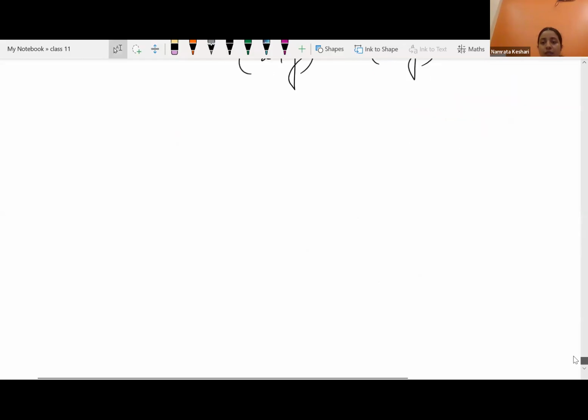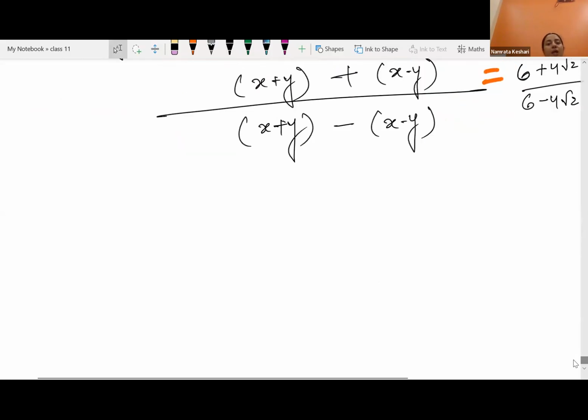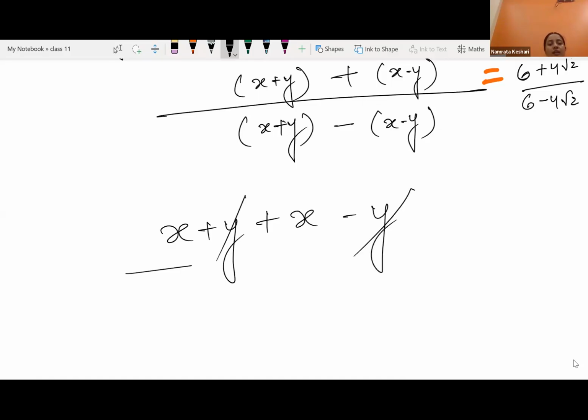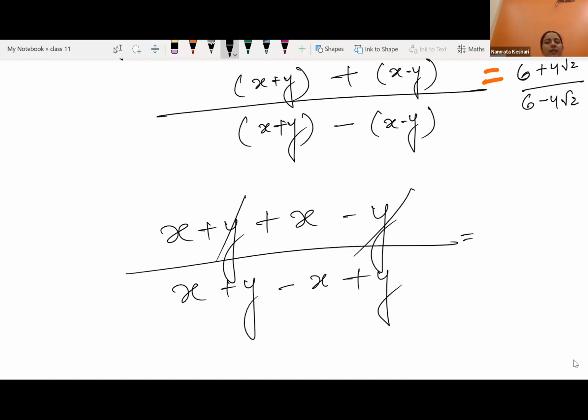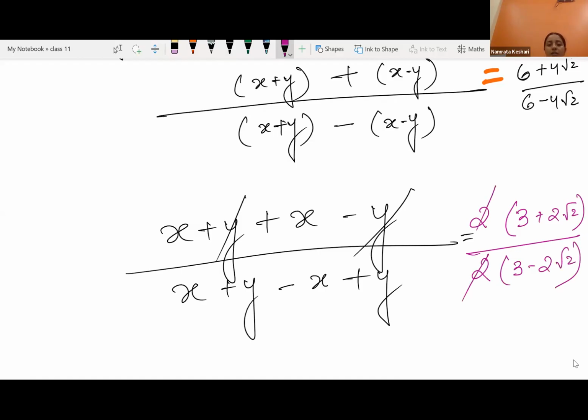Let's see what will be the numerator. Here the numerator will become x plus y plus x minus y. So y is gone, and the denominator is x plus y minus x plus y. On the other side, we can take 2 common from numerator and denominator, because 6 is there, 4 is there, so 2 can be taken out common. So there we will have 3 plus 2 root 2, and here 2 common, 3 minus 2 root 2. Here the numerator is 2x and the denominator is 2y.